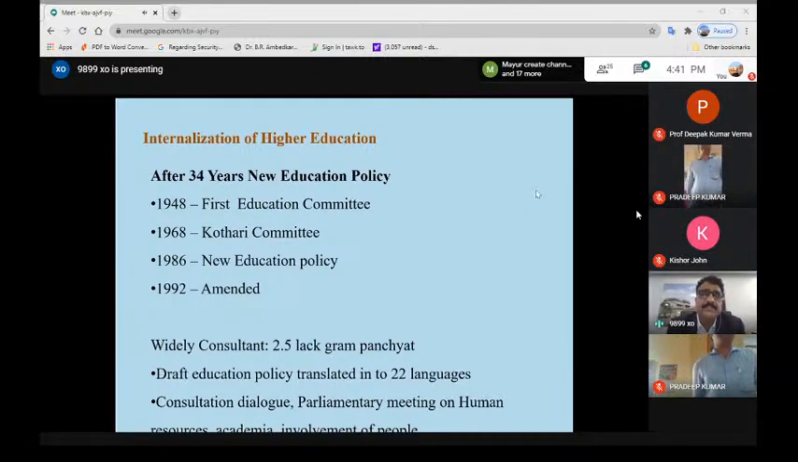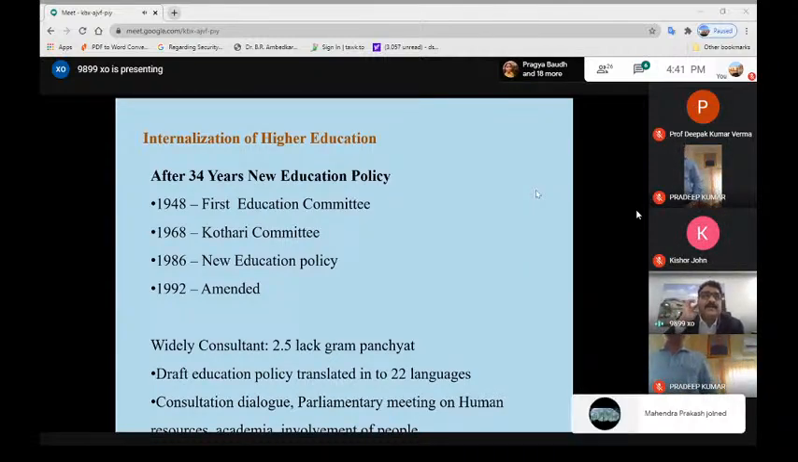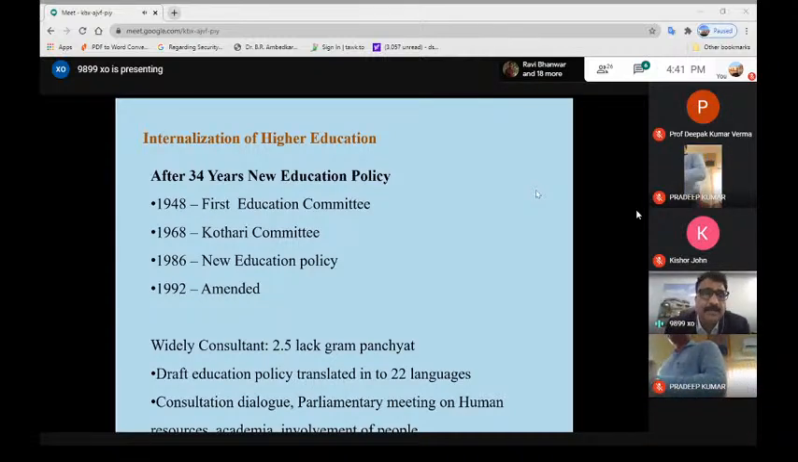Although this new education policy is talking about 6% of GDP, where the state and central government should come together and spend on higher education, or on education as a whole, not only higher education but also school education, it needs a proper vision and a proper policy, and on that line we can change the policy. The Kothari Committee also talks about equity and justice, and this committee played a very important role. After that, we had a new policy in 1986, and again in 1992 we amended it.